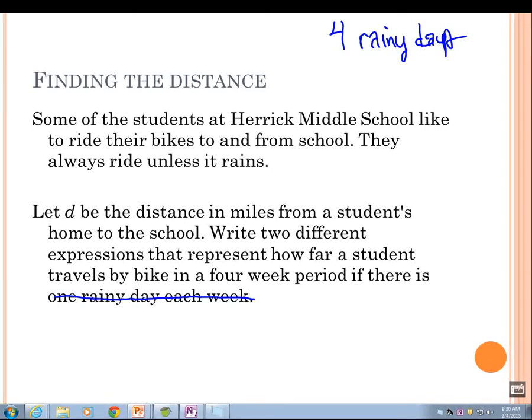How many days do you go to school in a 4-week period? 20. So how many days are you riding? 16. Because we just noticed that we have 4 rainy days and 20 school days.